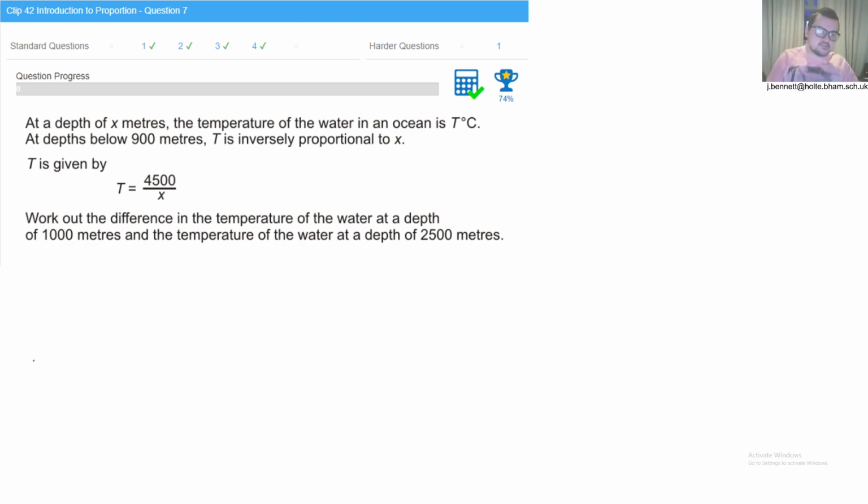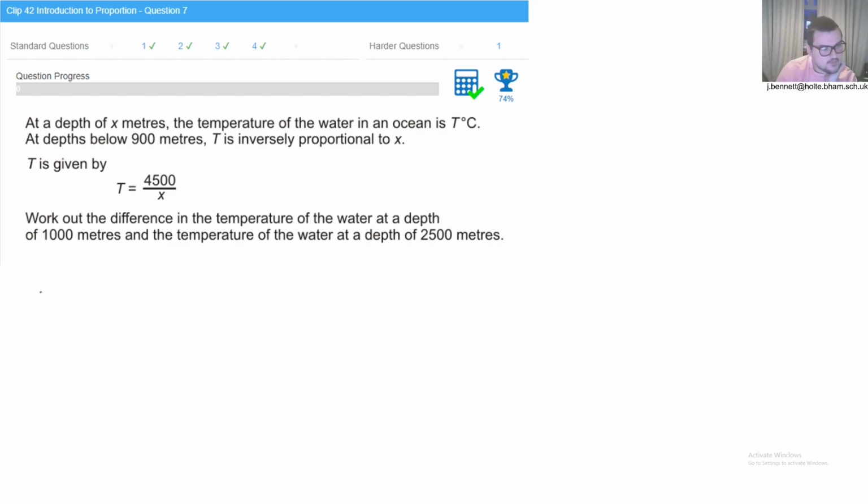At a depth of X meters, the temperature of the water in the ocean is T. At a depth below 900 meters, T is inversely proportional to X. T is given by T equals 4,500 divided by X. Work out the difference in the temperature of the water at 1,000 meters and the temperature of the water at a depth of 2,500 meters.